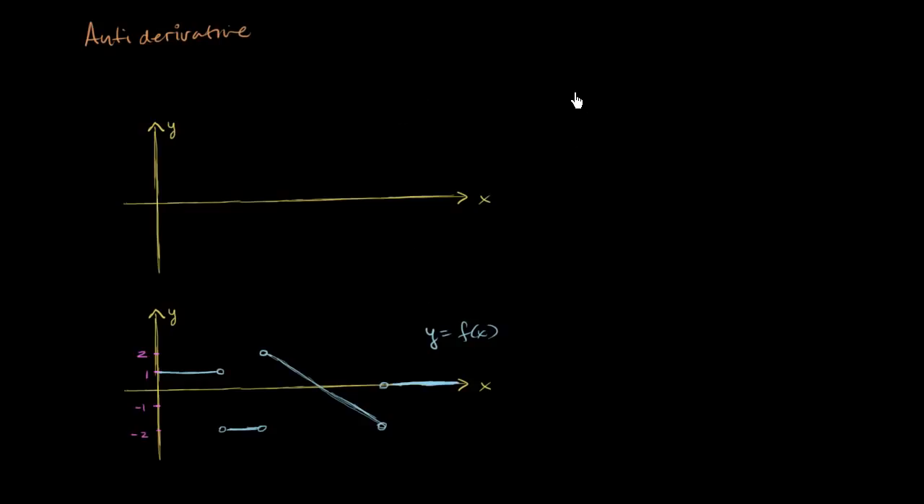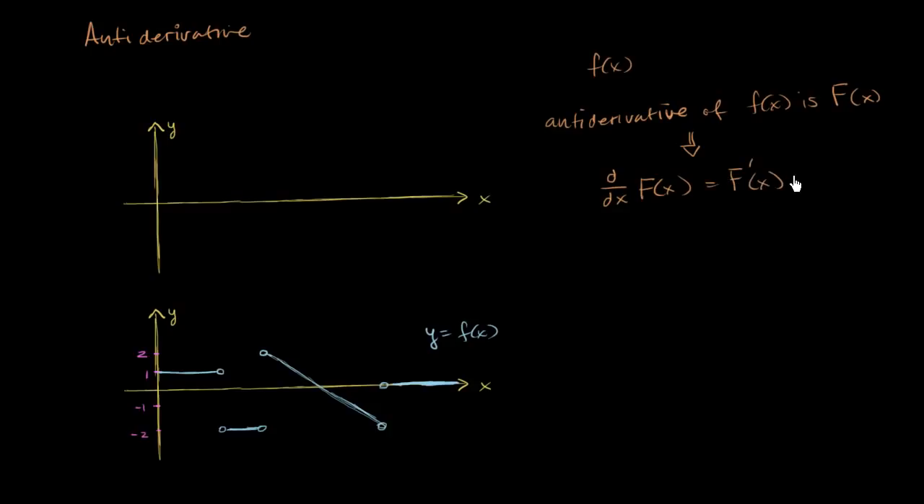So for example, if we have f of x, and let's say that the antiderivative of f of x is capital F of x, and that tends to be the notation when you're talking about an antiderivative. This literally just means that the derivative of capital F of x, which is equal to, you could say capital F prime of x, is equal to f of x.